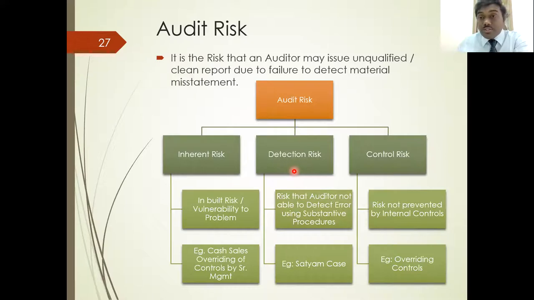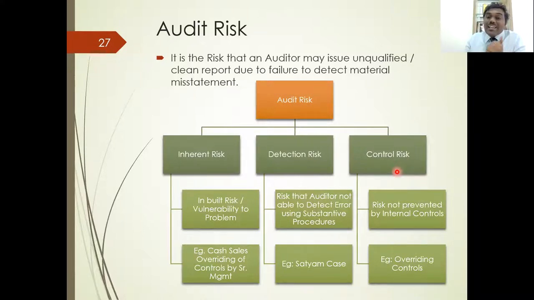Next, control risk. The risk not prevented by the internal controls, meaning it is to some extent management actually. It is purely not the auditor's risk. It is purely not the auditor's, like some element of management. What is a control risk? The risk that the management has kept internal controls, but despite the controls being in place, that risk is not prevented. For example, if a security guard is kept and the security guard is sleeping, control failure. Or the security guard is kept, but he is regularly disappearing, or he colluded with the thief, then it all becomes control risk. Risk not prevented by the internal control is control risk.